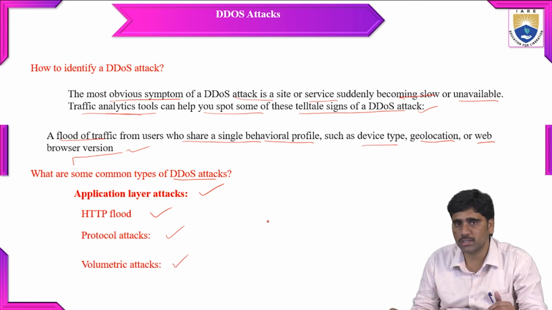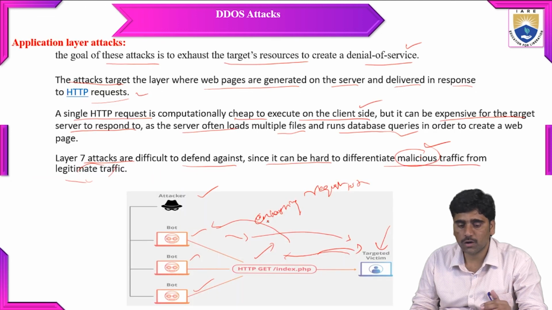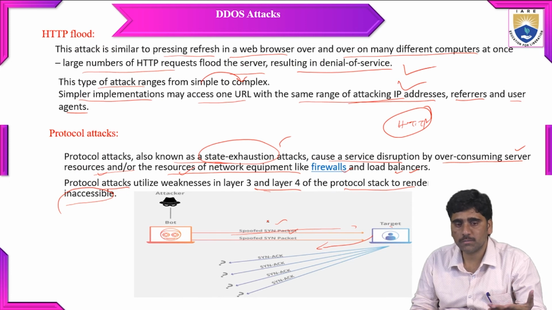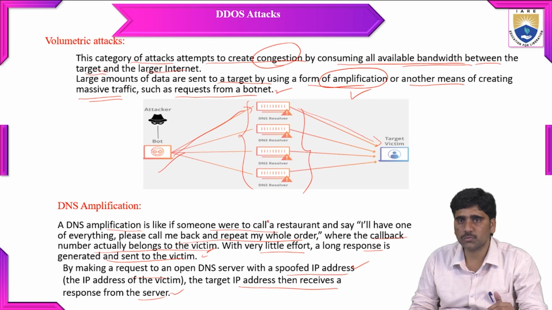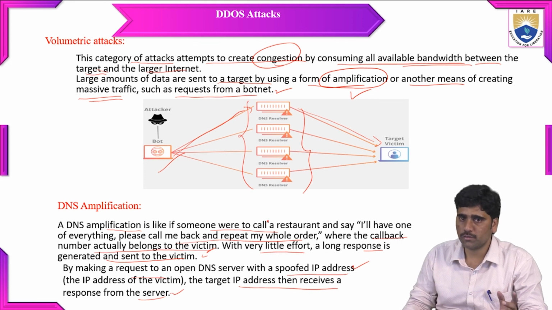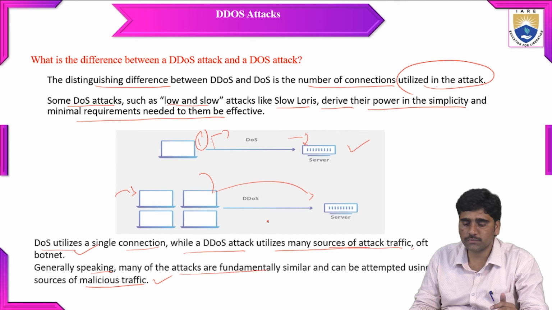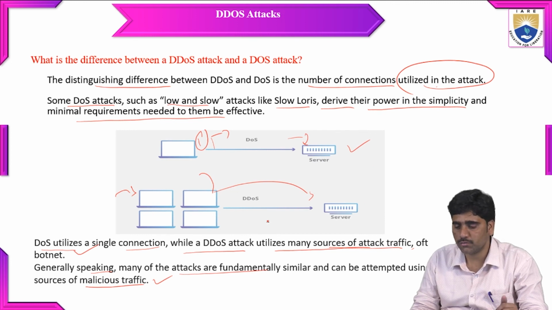What are the common types of DDoS attacks? Application layer attacks, HTTP flood attacks, protocol attacks, and volumetric attacks. All the different types of attacks overwhelm the target with different types of flood requests. Volumetric attacks work with the help of DNS amplification. Amplification is nothing but spoofing of IP address or spoofing of DNS. And what is the difference between DoS attacks and DDoS attacks?